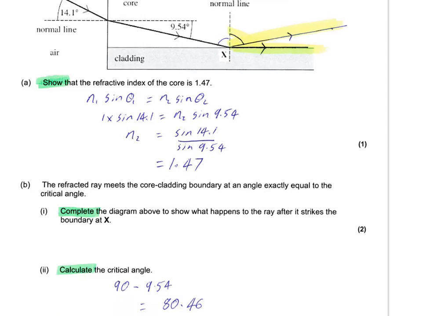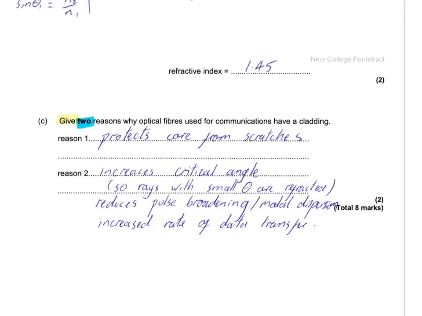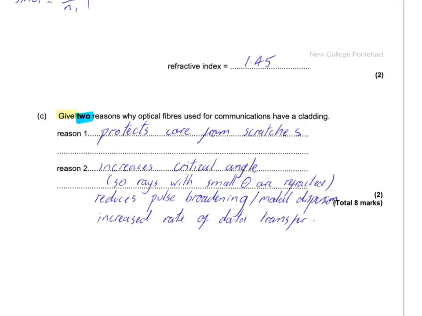Why is that a good thing? It means that all my routes through are very similar length. So we've only got rays with large theta. If there's a small theta there, they refract and are lost, they don't reach the far end. And if all my routes are a similar length, that reduces pulse broadening, because it's reducing modal dispersion.